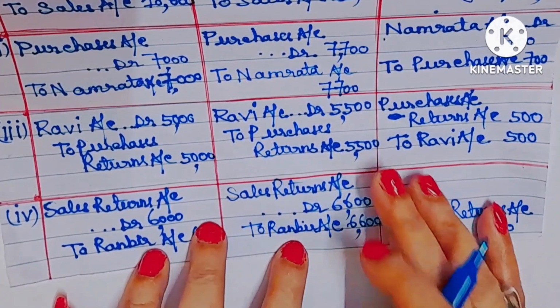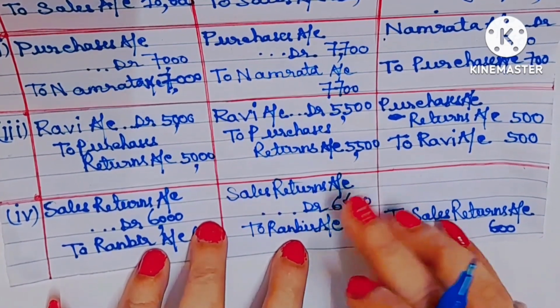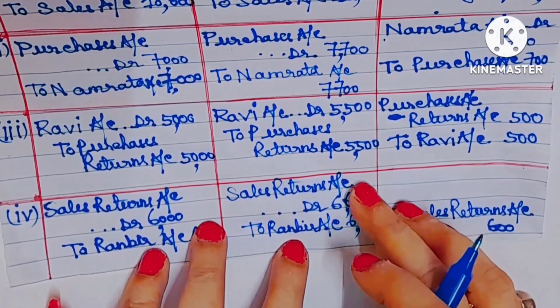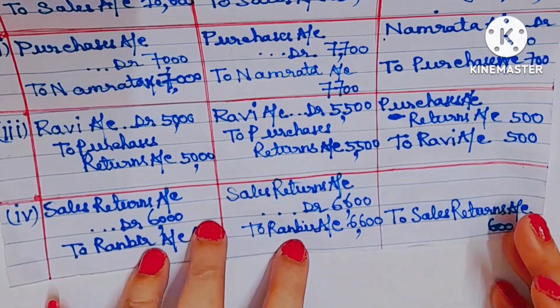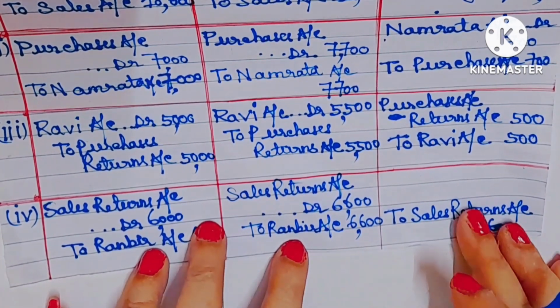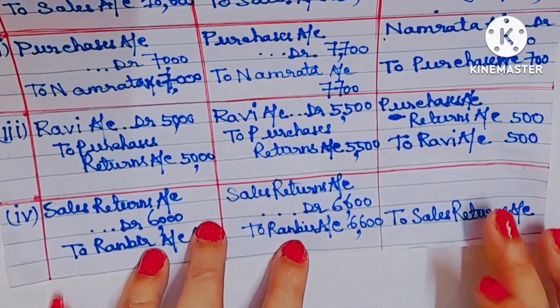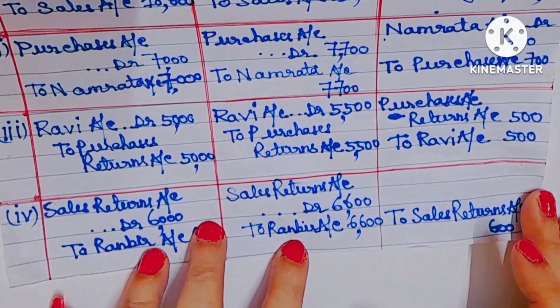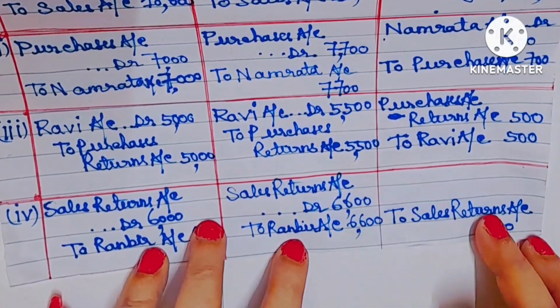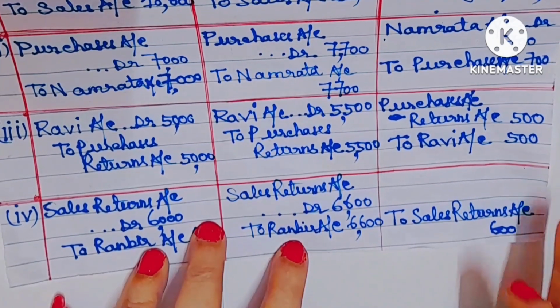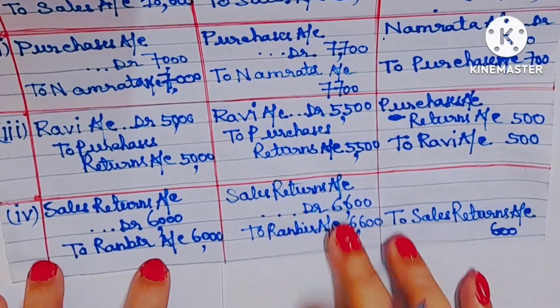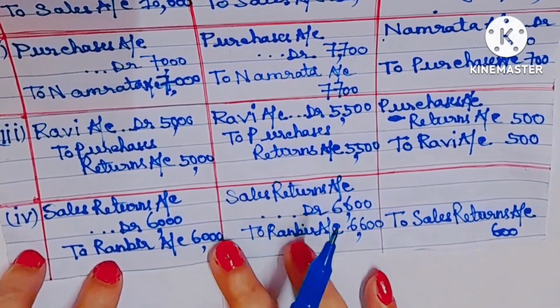Please remember, when you have to decrease or reduce the amount, you have to reverse the entry. Please pass the reverse entry with the differential amount. Automatically, the differential amount will be cancelled. Understood? Similarly, let's see the correct entry to Ranbir account 6,000.